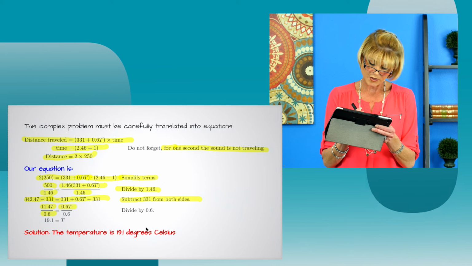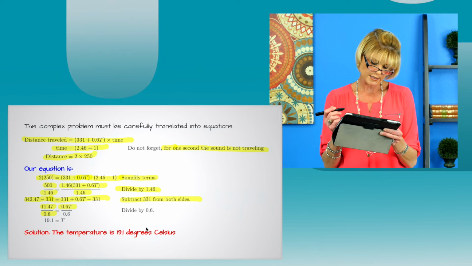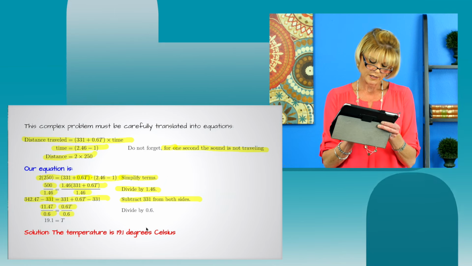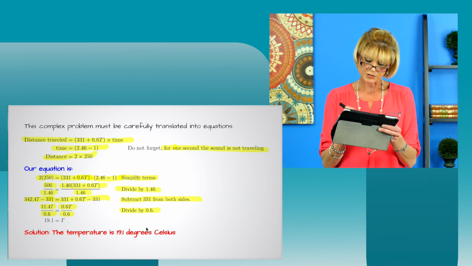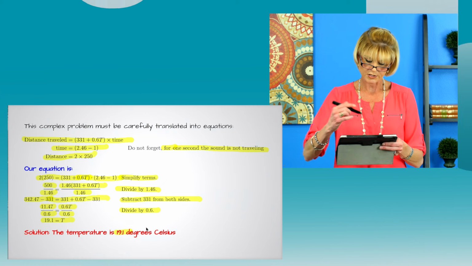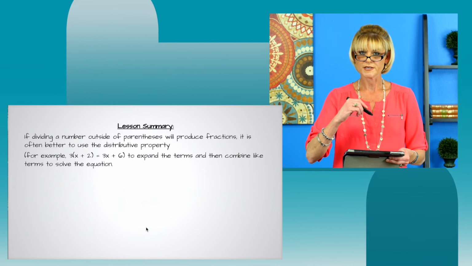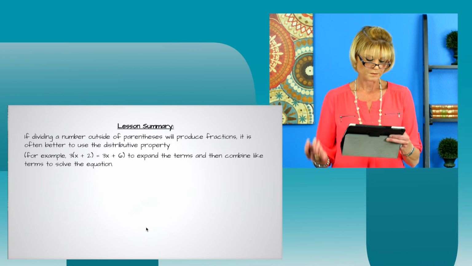11.47 equals 0.6T. We want to do the inverse operation there, divide both sides by 0.6, and we get 19.1 for T. So the temperature is going to be 19.1 degrees Celsius. It's a longer problem, but if you do it slowly and step by step, you should be able to work through it with no problem.